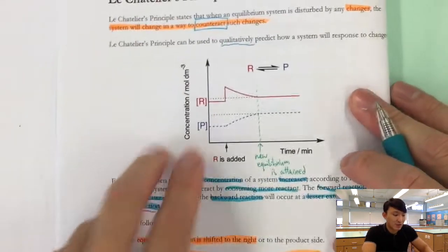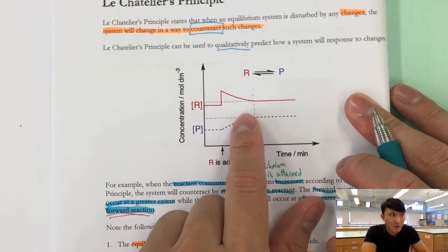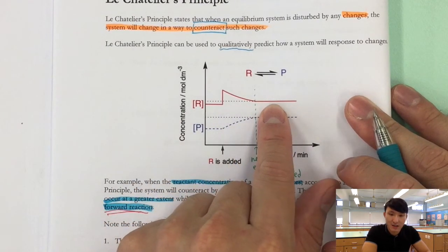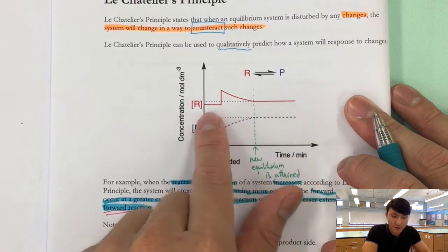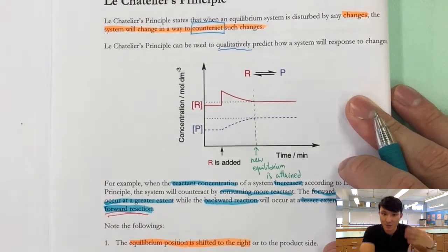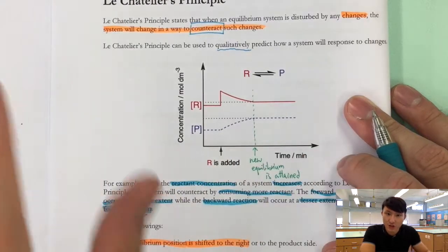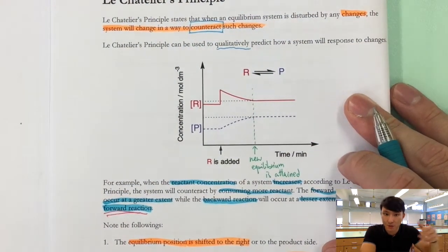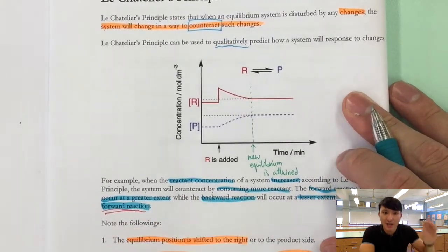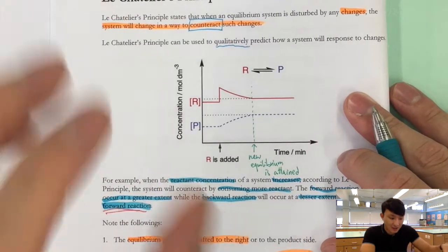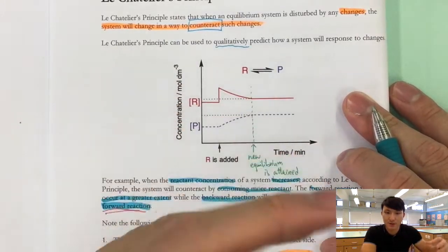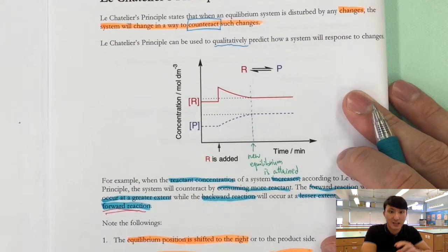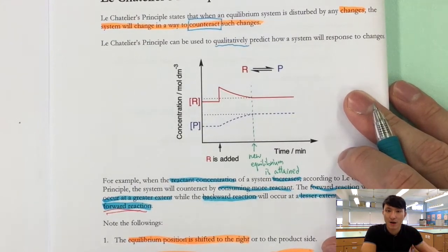Very often, when students sketch this graph, they intend to have the new equilibrium where the reactant concentration is the same as before, because they think, oh, the system will counteract so that everything goes back to original. But this is not correct, because what's done is done. There is actually a change on the system. According to Le Chatelier's Principle, the system is simply trying to minimize the change, but it cannot remove the change. So bear that in mind.